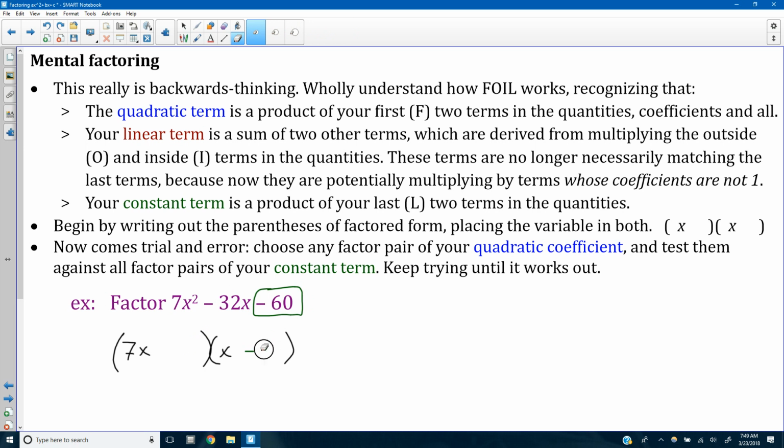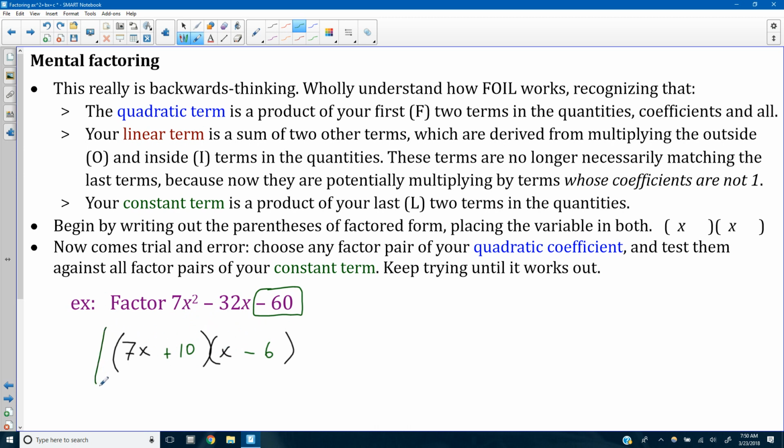Anyway, you keep trying. Eventually, of course, you're going to land on this answer here. I believe it was a positive 10 and a negative 6. And you're going to land on this answer. This is negative 42 plus 10, which is negative 32. And it feels so good to get the right answer.